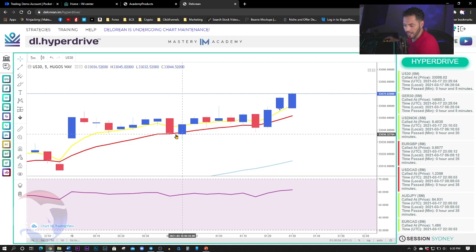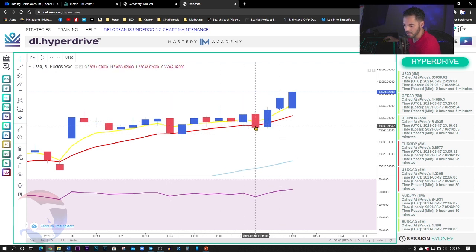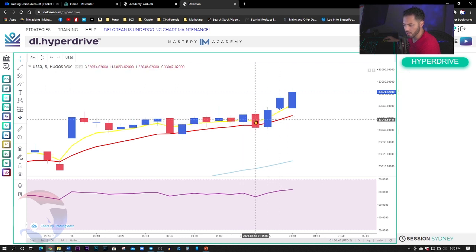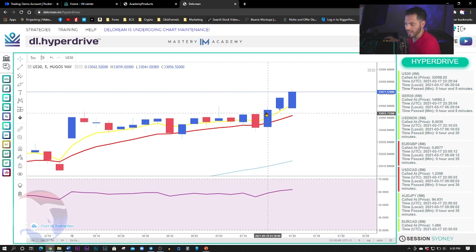The red line also has to be going through both candles. It can't be touching the tip. It can't be skimming it, barely touching it. It has to be going through just like this, just how you see it right here. It's going through both candles. The yellow and red line is going through both candles, and the blue candle is bigger than the red candle.